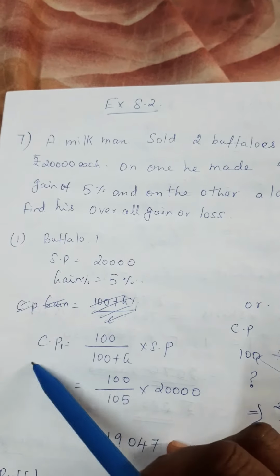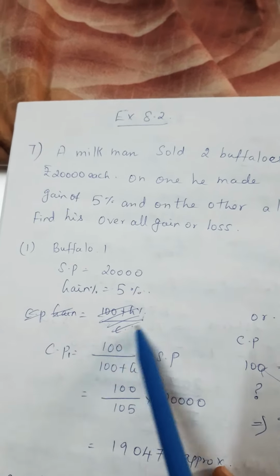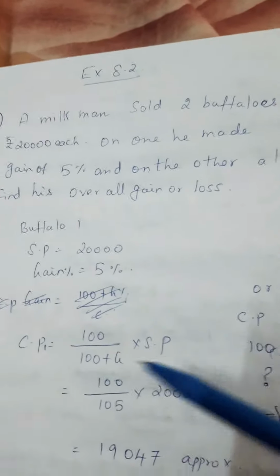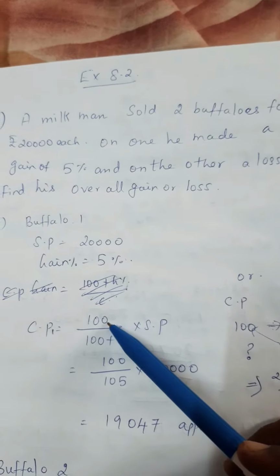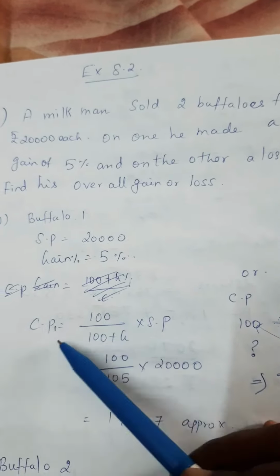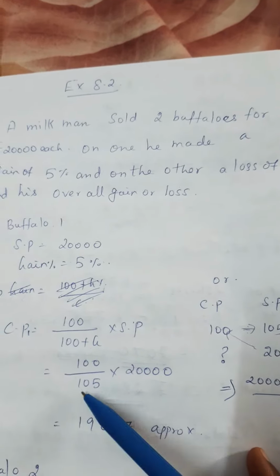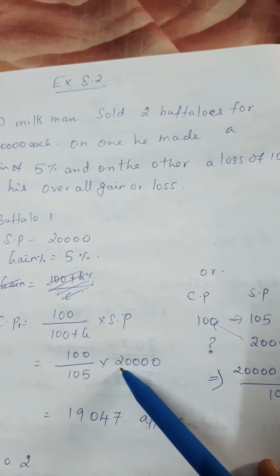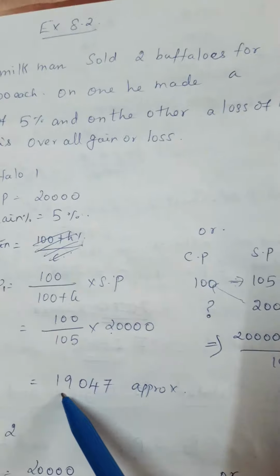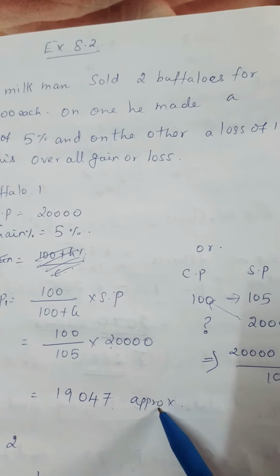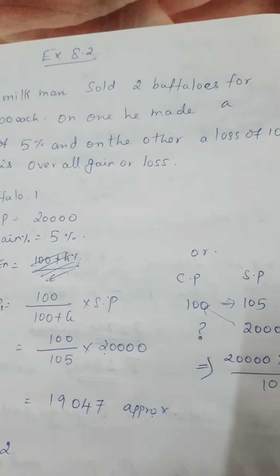So, we have to find out the cost price. This formula also we studied last year itself. If selling price and a profit or a loss is given, we can find the cost price. Cost price can be written as 100 by 100 plus gain into selling price. Gain means you have to put a plus sign. Here 5% is given, so 100 plus 5 is 105, into selling price, which is given as 20,000. When you reduce it, you will get 19,047 rupees approximately. We will get some decimal digits, I just neglect it.